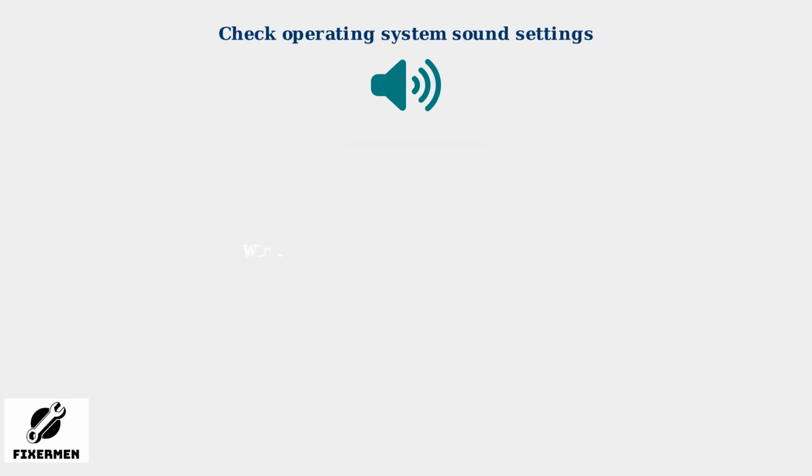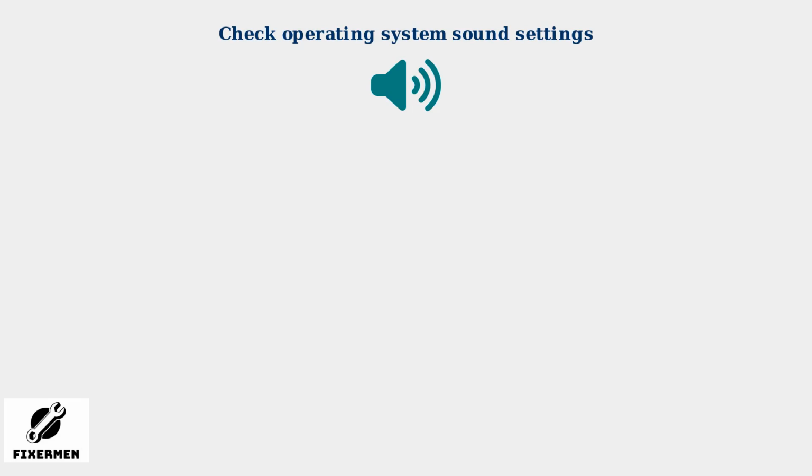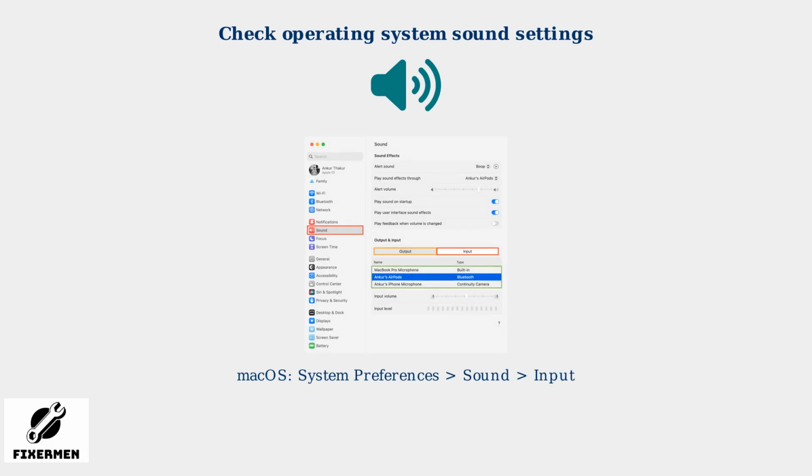Go to your operating system's sound settings. For Windows, open the Sound Control panel and select the Recording tab. For macOS, go to System Preferences, Sound, and select the Input tab. In both cases, select your microphone, ensure it's enabled, and set it as the default device.